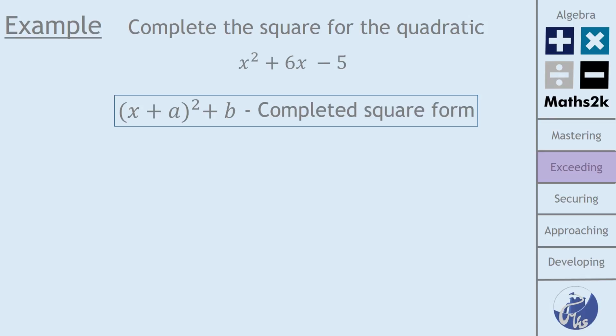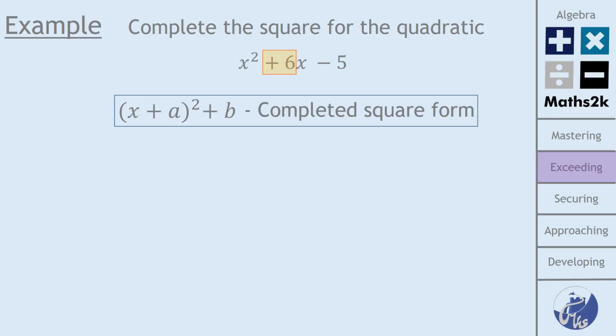And then you will need some other term outside, which although it says add b in this form, it could be minus b. And similarly in the brackets, instead of add a, it could be minus a. But that's the kind of format that you're going for when completing the square. And I'll try and explain as I go through this why it's called completing the square as well.